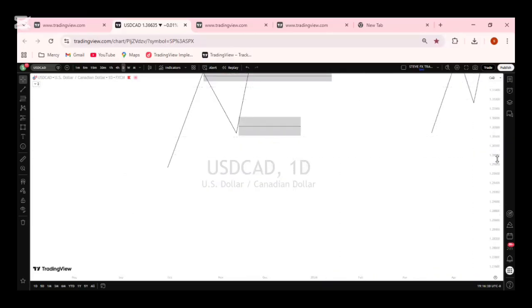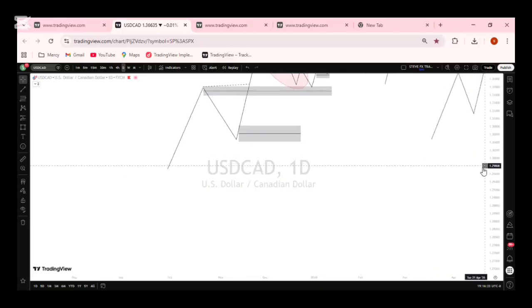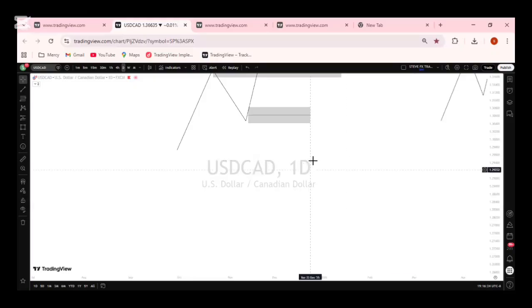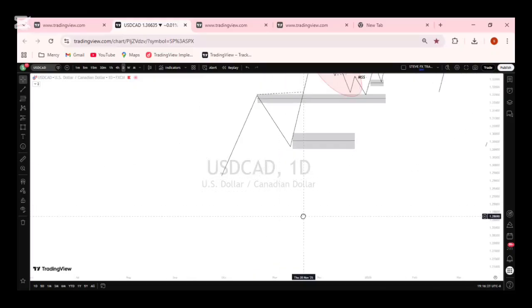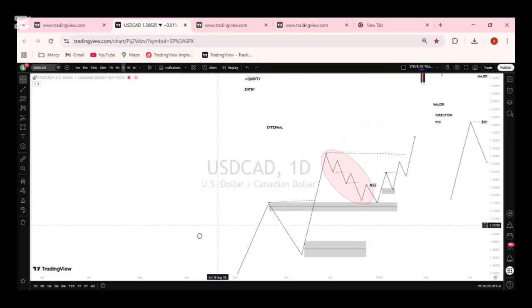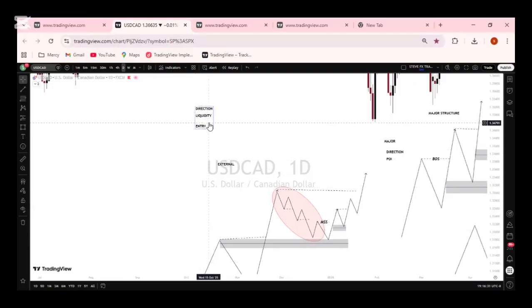Also on our lower time frame as well. All right, like I said, there are three things that are important: direction, liquidities.